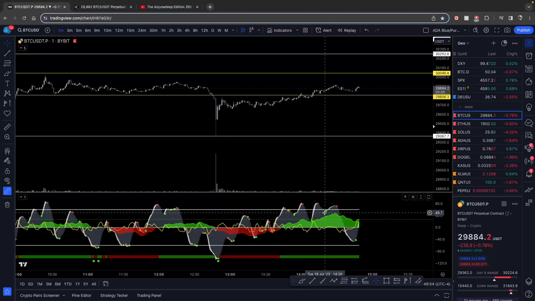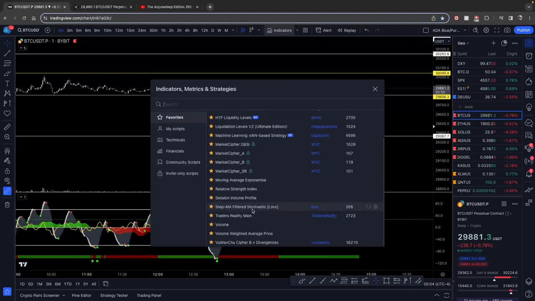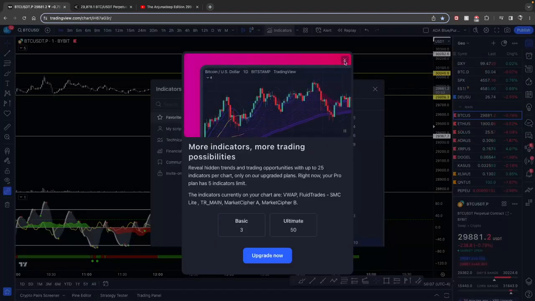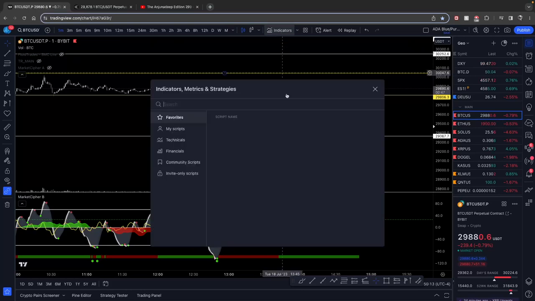So if you're scalping without the real Market Cipher, you need to keep this in the back of your mind, okay? You cannot rely on these other ones. Let me show you, so you guys know I'm not all talk. Let's go.